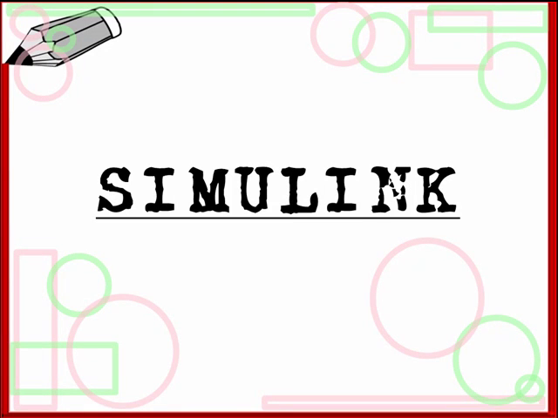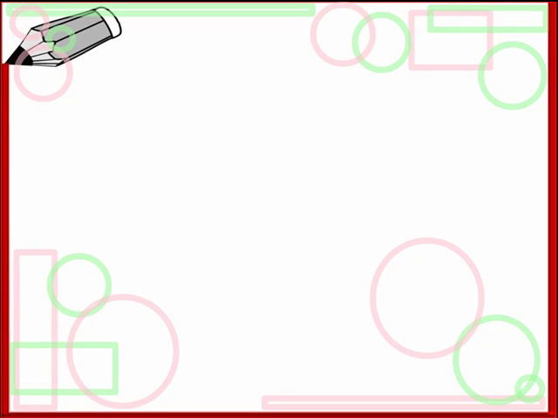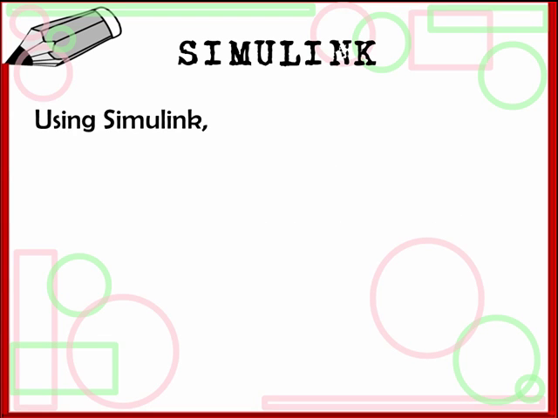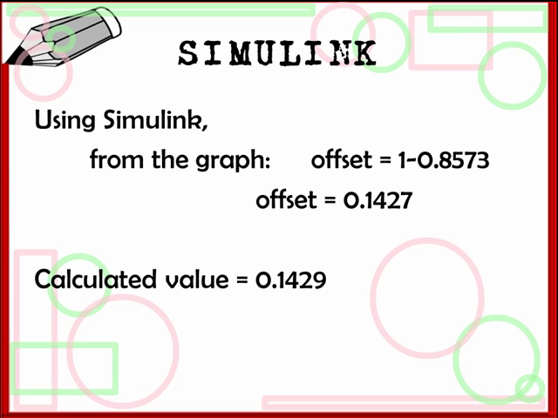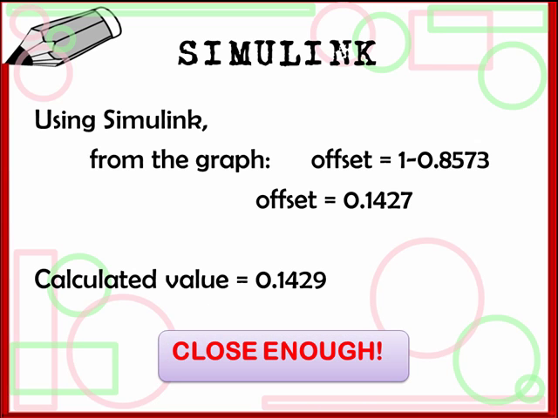As we can see, using Simulink and graphing it, we were able to get the value of the controlled variable at a specific time when it approaches near to the set point, noting it to be the offset. So from the graph, the offset will be 1 minus 0.8573, which is equal to 0.1427. Comparing it to the calculated value of 0.1429, the results are close enough.